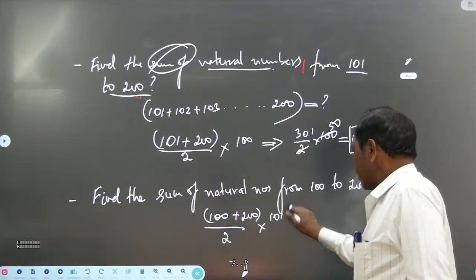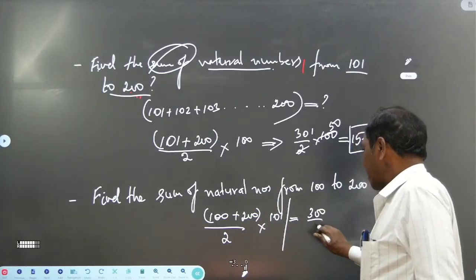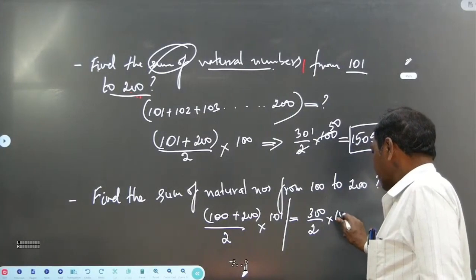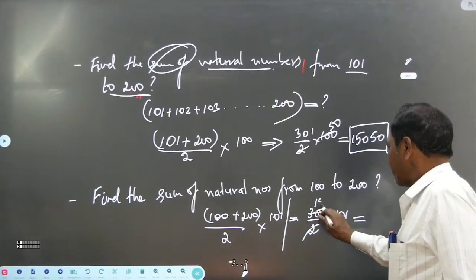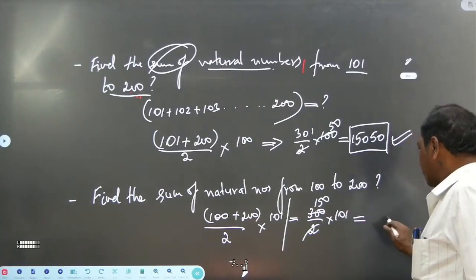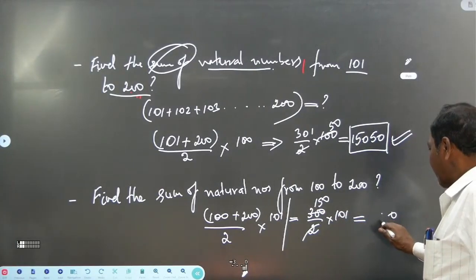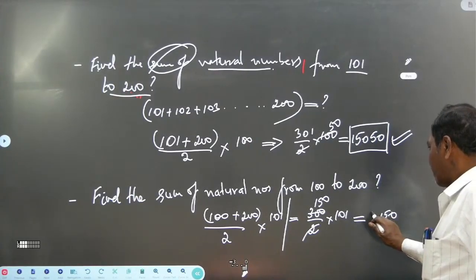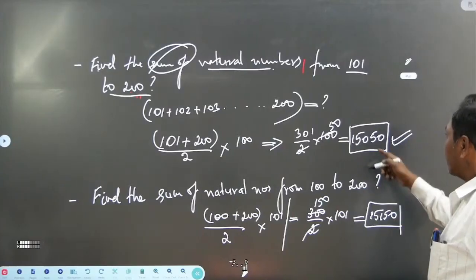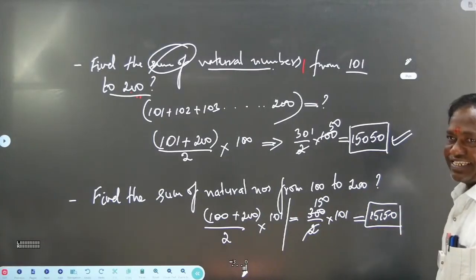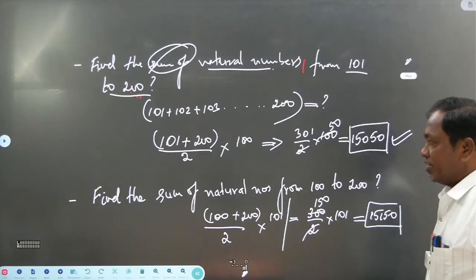Okay. So now you can see, 300 by 2 into 101, like that. So this is 150. Zero you can keep like that, multiply with 15. 15 ones are 15. 15,050, 100 is added. 15,150. This is how it will come.